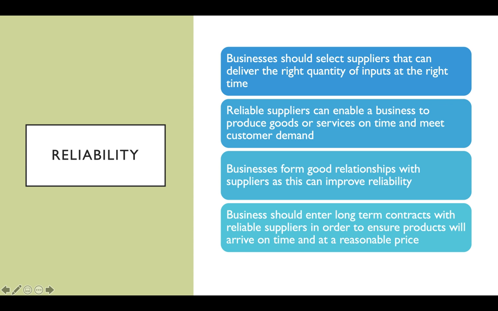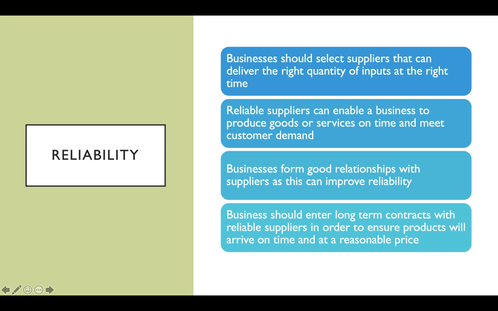All right, reliability. So businesses need to select suppliers that can deliver the right quantity of inputs at the right time. Reliable suppliers can enable a business to produce goods or services on time and meet customer demand. Businesses form positive relationships with suppliers, as this can improve reliability. And they should enter into long-term contracts with reliable suppliers to ensure products will arrive on time, and you can also often secure a lower price.